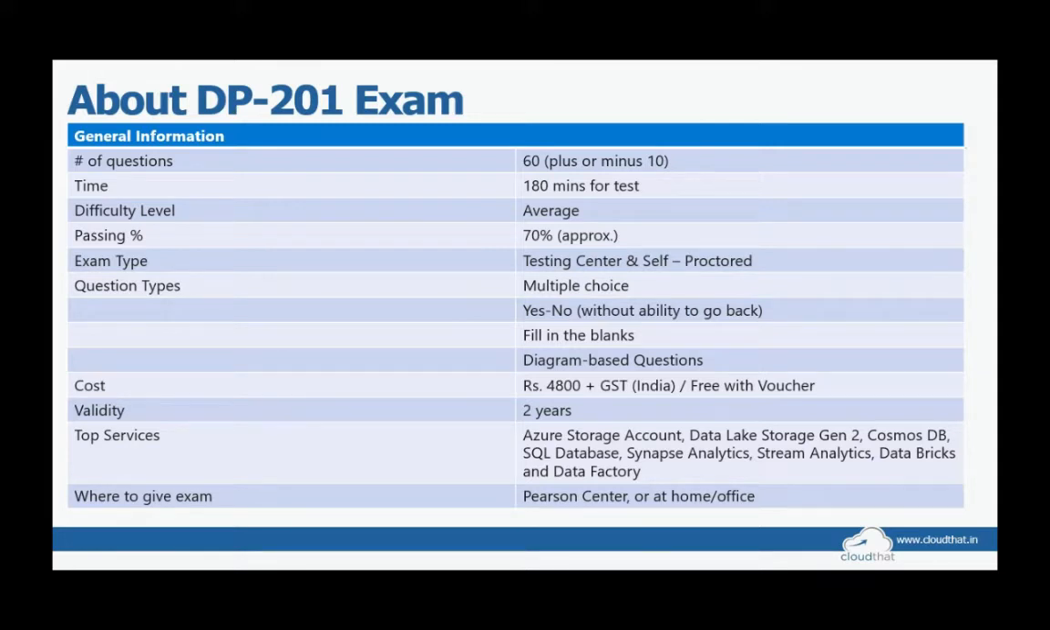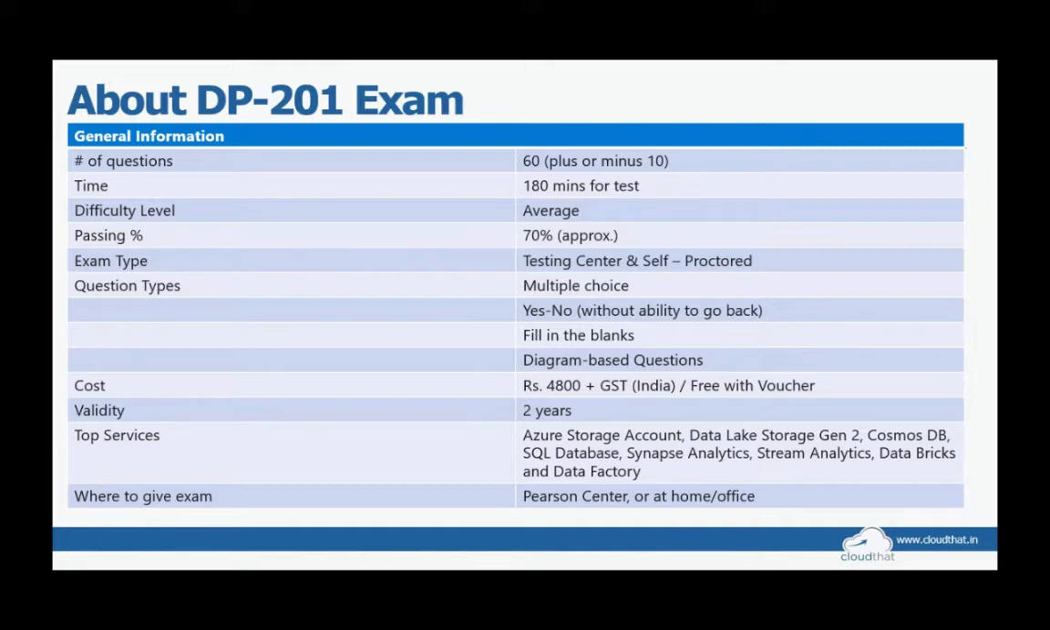This exam costs you 4,800 rupees plus the GST if you are in India. If you are outside of India, you can go to Microsoft's DP-201 exam web page, and you can get your region-wise pricing. The certification is valid for 2 years. After 2 years, you either have to recertify or take the upgraded level of certification. Now, we live in a fast growing society. 2 years are enough, and in 2 years there will be a hell of a lot of things that will change, right?